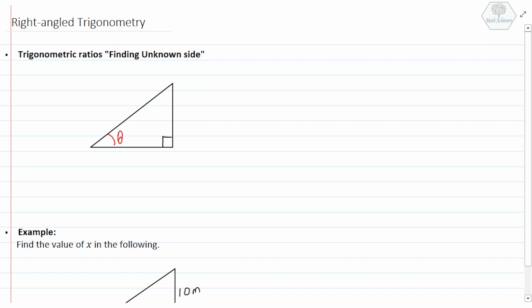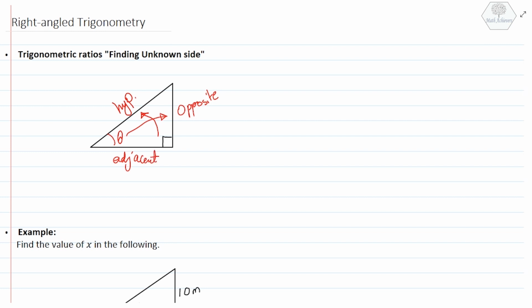The side in front of the 90 degrees angle, I call it the hypotenuse. Always. This is the hypotenuse. The side opposite to theta, I simply call it the opposite. And the left side in here, I call it the adjacent.